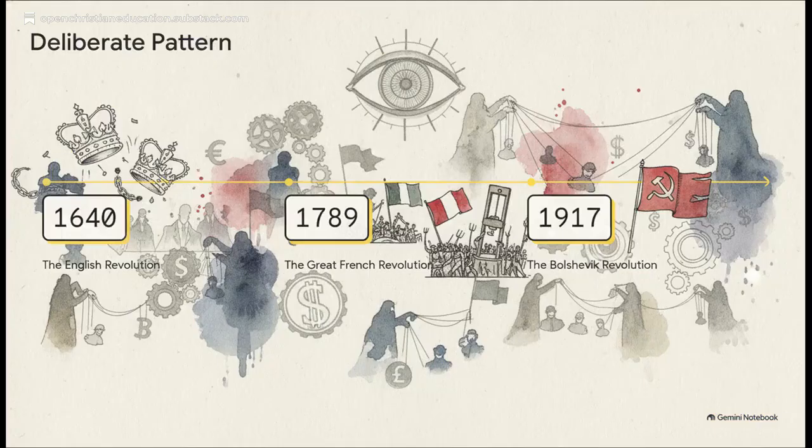Okay, so how does this actually translate into execution on the ground? How do these hidden elites allegedly finance massive, world-altering changes? Well, author William Guy Carr argues that history just repeats itself through a very deliberate, chronological blueprint. He claims that international bankers intentionally engineer regime changes and wars. And he maps it out, moving chronologically from the English Revolution in 1640 right through to the Great French Revolution in 1789, and ultimately culminating in the Bolshevik Revolution of 1917.